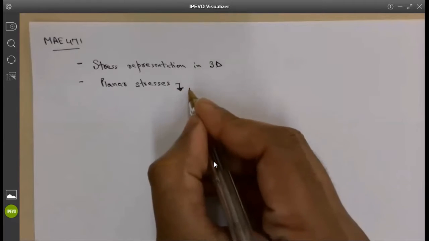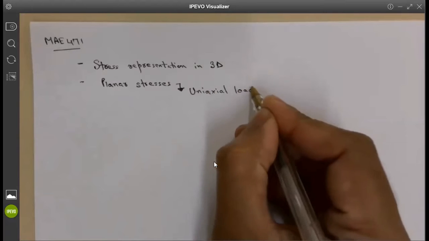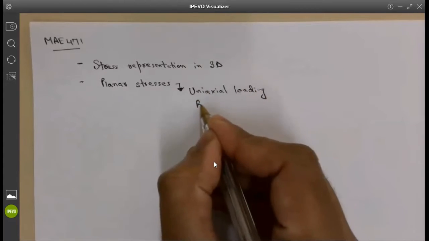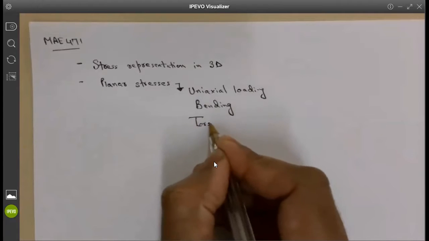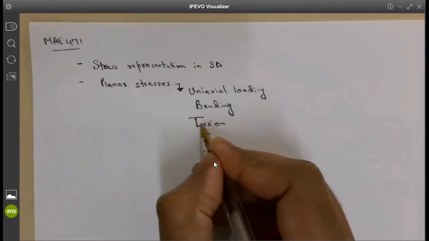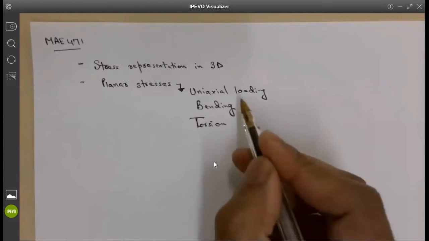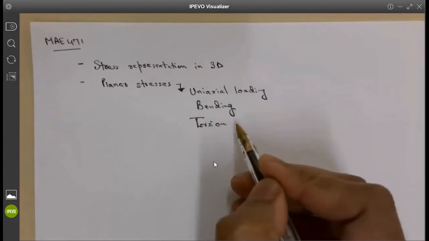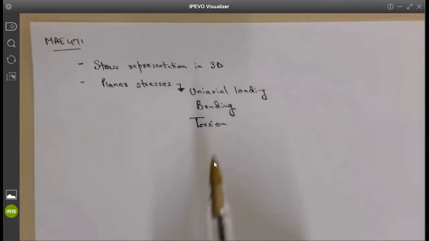various loading scenarios, which can be uniaxial loading scenario, bending, torsion, or a combination of these three, any one of them. So we will see one specific example when we have a combination of the loads, this type of loads. And this type of loads will result in, excuse me, planar stresses.